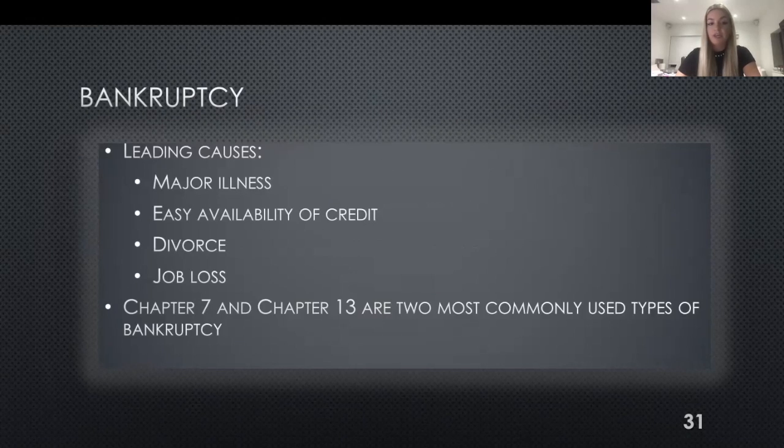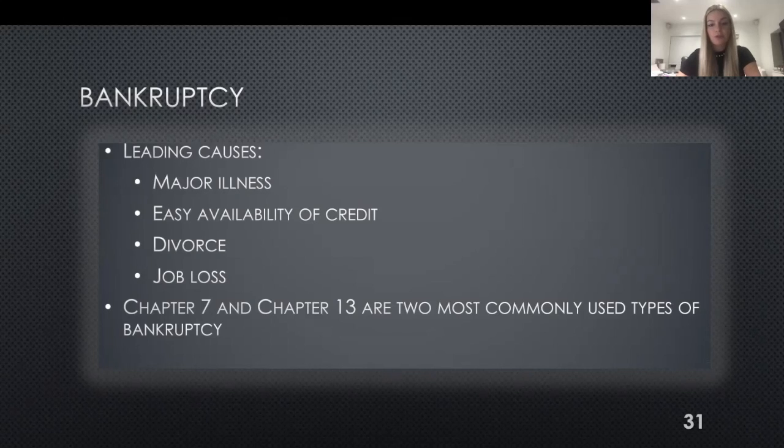Leading causes are major illness, which generally comes with major costs and possible job loss. Easy availability of credit leads to living beyond your means. Divorce, it's expensive, what with lawyers, child support, and splitting up assets. Job loss, bills continue even with no income. Savings can be wiped out.